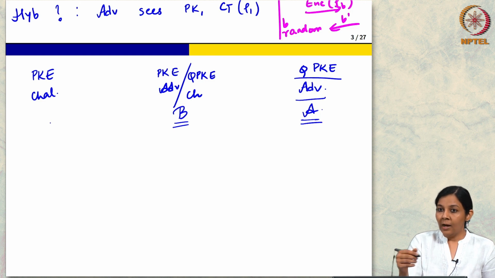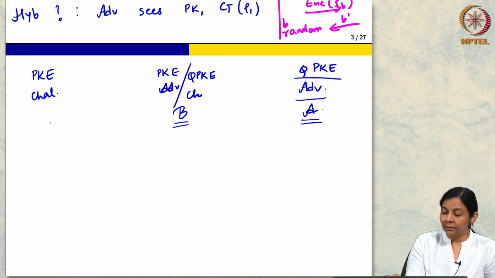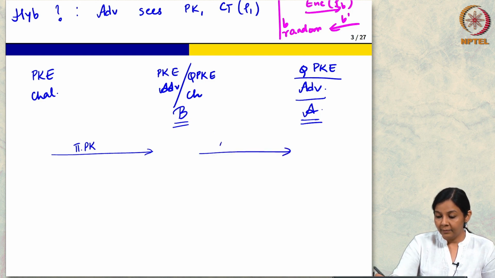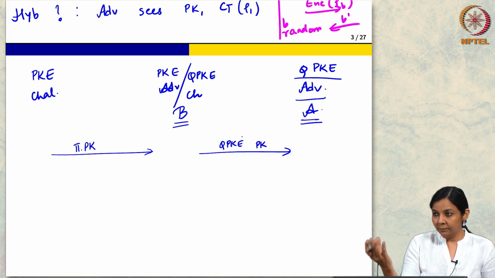I need to argue this. How does this reduction work? Okay, let us sketch it at a high level. The PKE challenger will give the pi.pk. Our reduction B can simply forward this as the QPKE pk, because our scheme has the same public key and secret key as the underlying public and secret key.